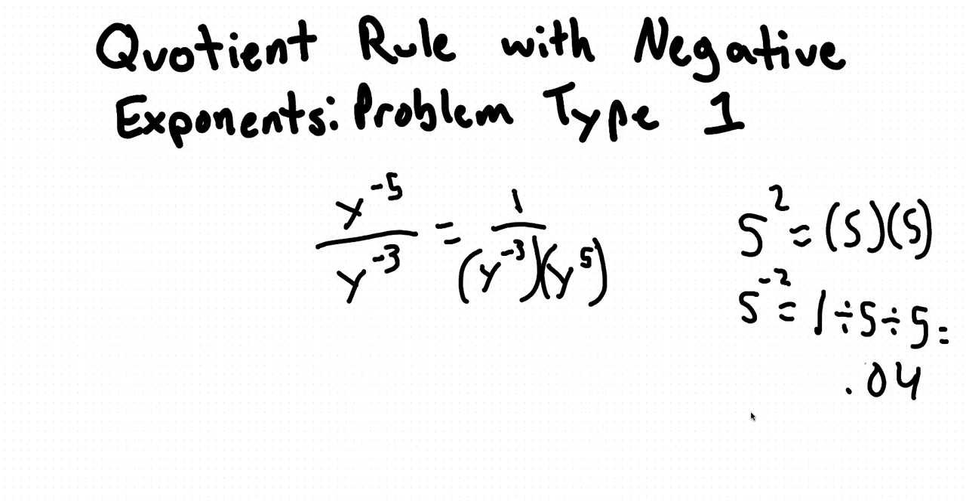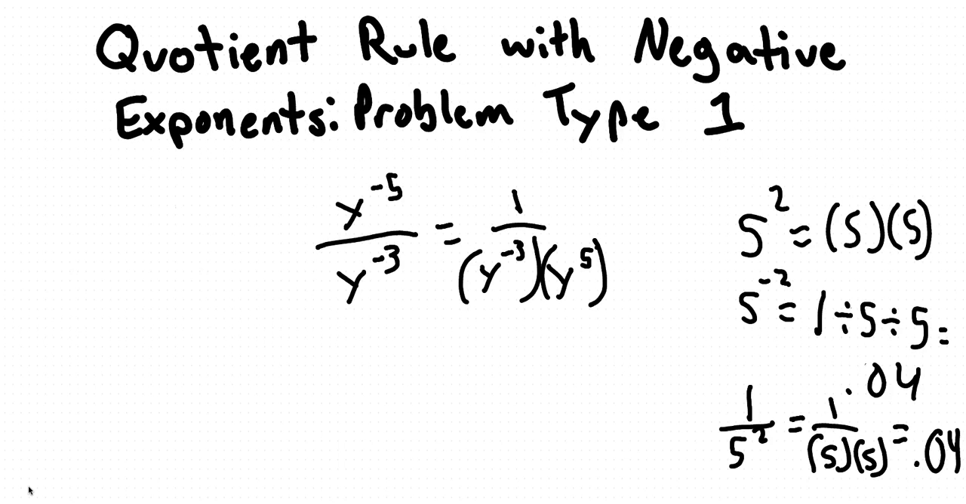Now, if we take what we did to the y to the negative fifth and flip this equation over here to the bottom, we get 1 over 5 to the second. 1 over 5 to the second equals 1 over 5 times 5. Plug that into your calculator, and you guessed it, the answer is 0.04.